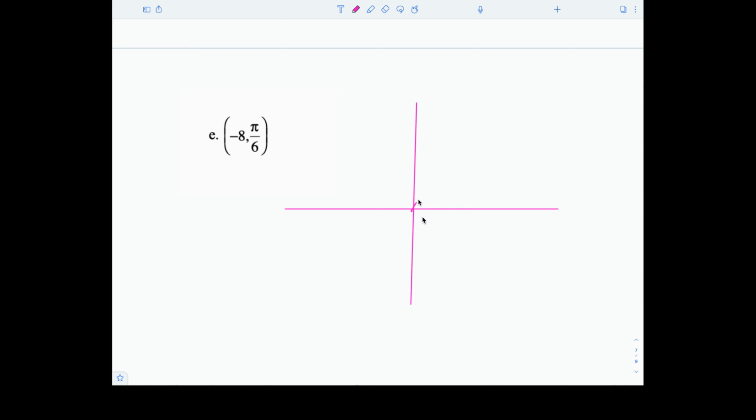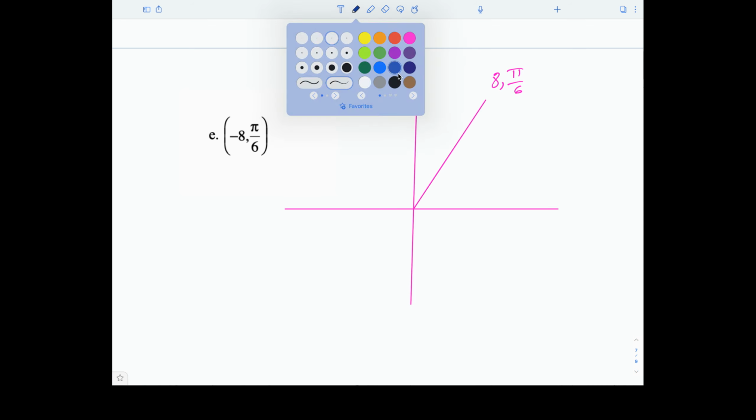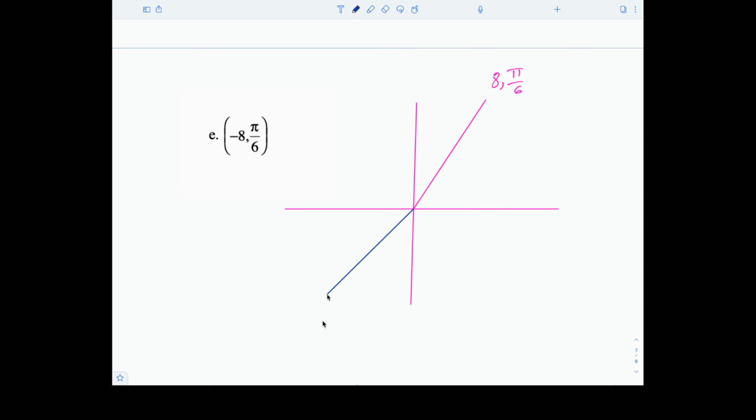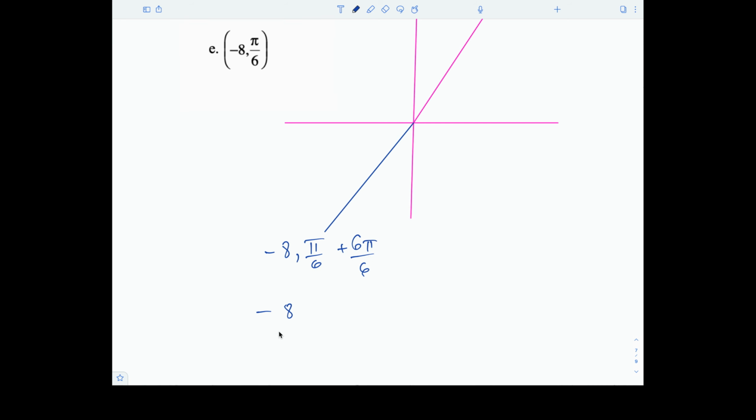So the first thing I'm going to do, if I did 8 pi over 6, it's here, right? But we're doing negative, so the negative would be 180. I tend to think in degrees, but also pi, right? So if I add pi, I'm at negative 8. Add pi to pi over 6. Now, keep in mind we have 6 in the denominator, so instead of adding pi, I'm going to add 6 pi over 6. So I can call this negative 8 comma 7 pi over 6.